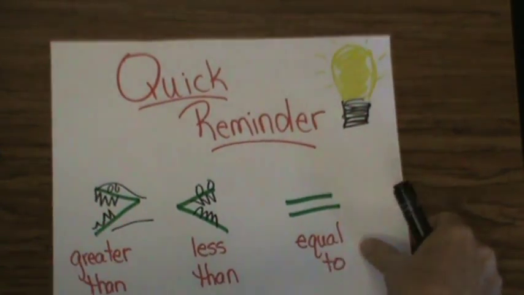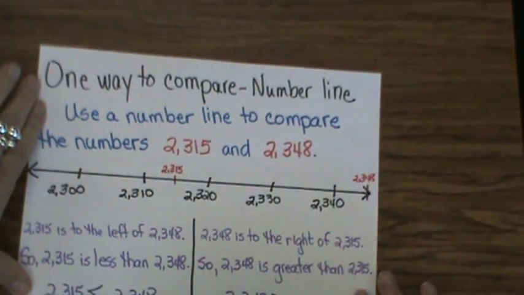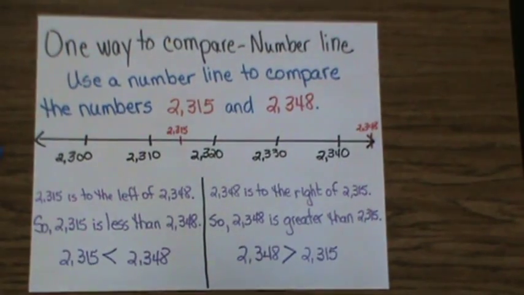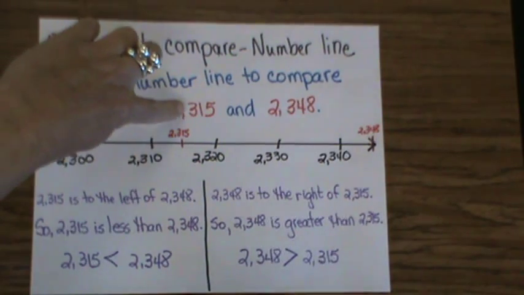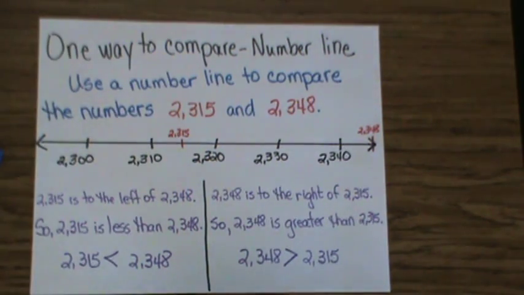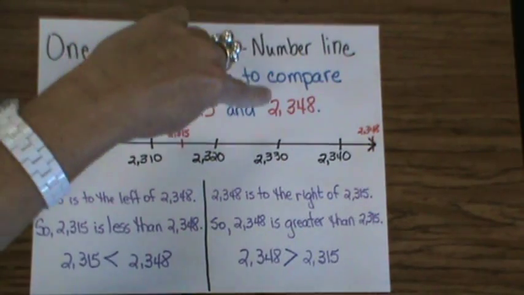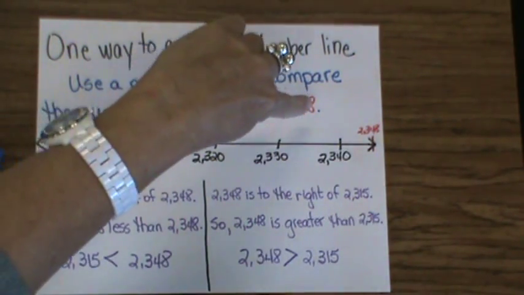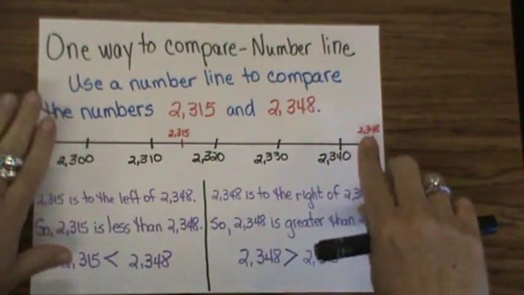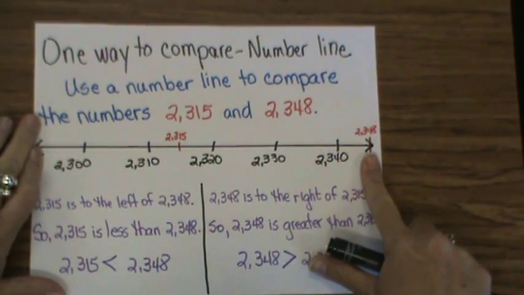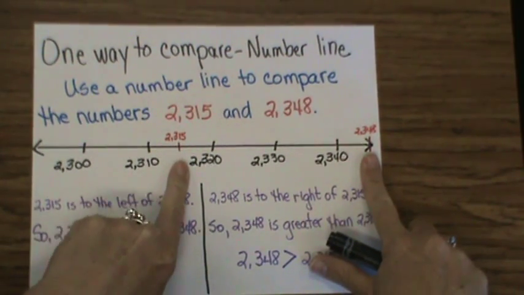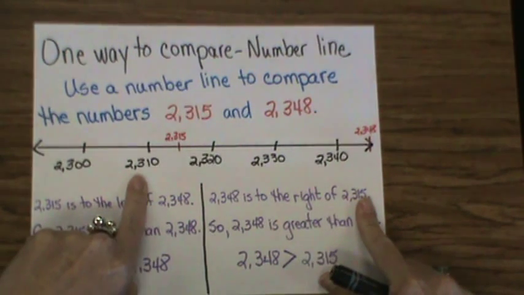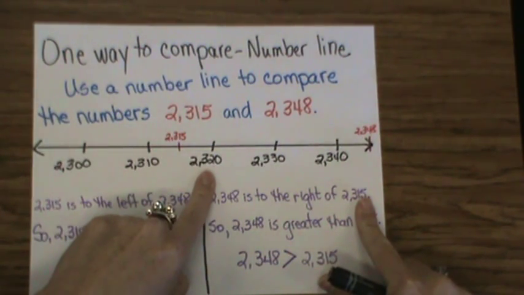Alright, so I told you there were a couple different ways we're going to compare numbers. And the first way we're going to do it is we're going to compare with a number line. Okay, so we can use a number line to compare numbers. So I picked a couple numbers, 2,315 and the number 2,348. So if I have my number line, first thing I'm going to do is find these two numbers on the number line. So about right here I would find 2,315 between 2,310 and 2,320.